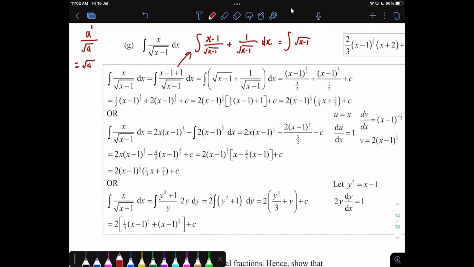And then you plus 1 over square root. Square root is power half, so it's actually just x minus 1 raised to the power of -half dx. Likewise, over here, the square root can change to a positive power half.